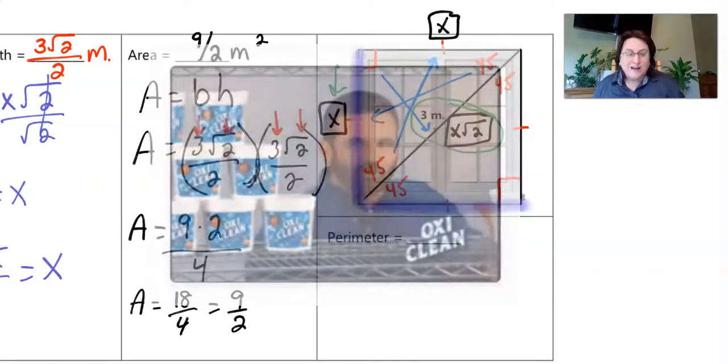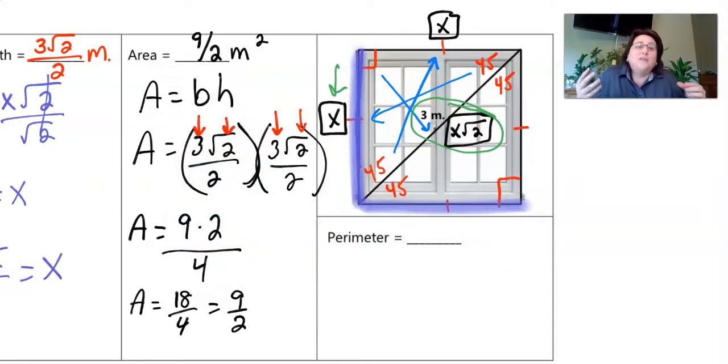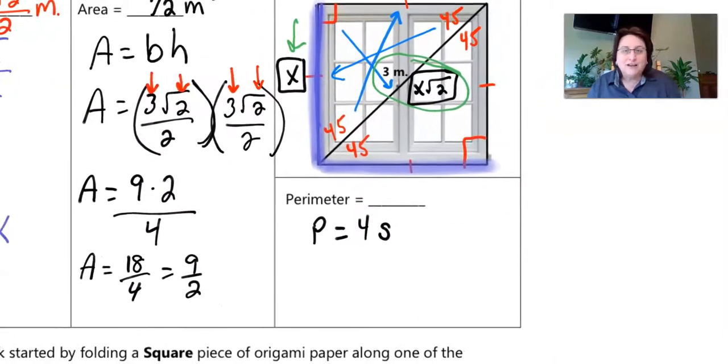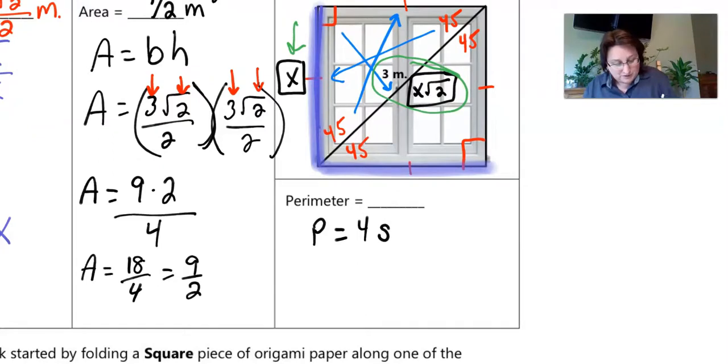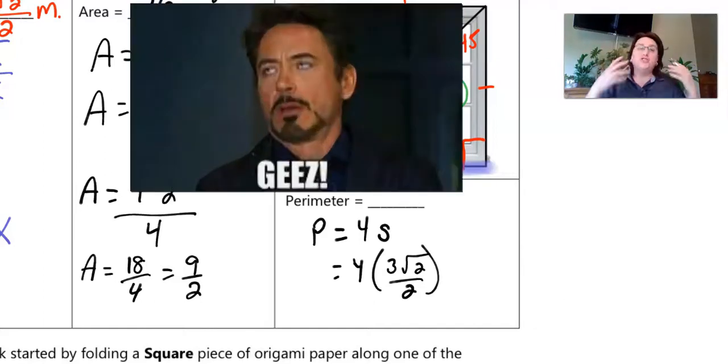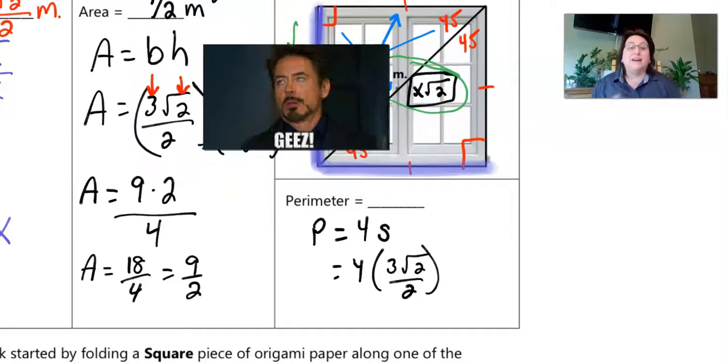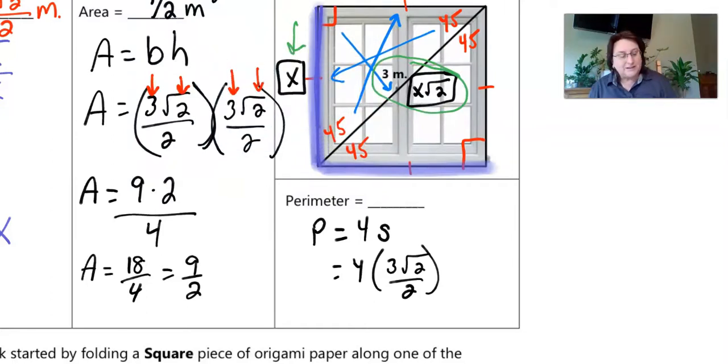But wait, we're not done. There's more. We need to find the perimeter. So how do we find the perimeter of something? Well, we add up all of the side lengths. And in your formula chart, it shows you that the perimeter of a square just happens to be 4 times the side length. Hey, wait a minute. We know the side length, don't we? The side length was 3 square root 2 over 2. So this would be 4 times 3 square root 2 over 2. Miss Smith, this is a lot of math. Yes, I know. All right, so let's work this out together.